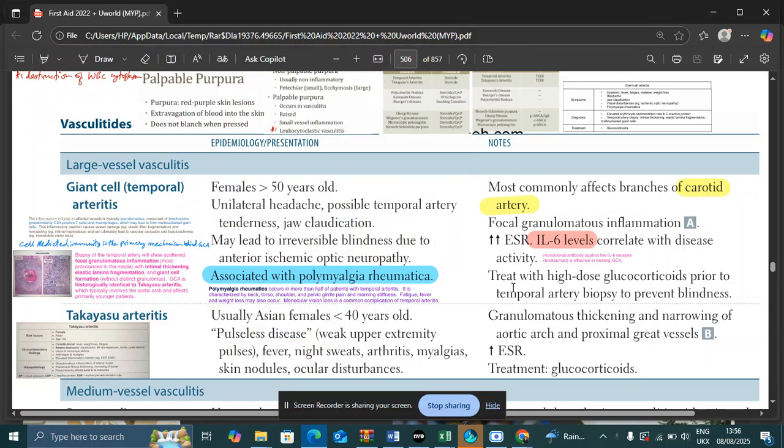My name is Dr. Hamid and our topic of discussion today is vasculitis, a very important topic for the preparation of USMLE Step 1 and Step 2 exams. I've seen a lot of questions on vasculitis in UWorld.